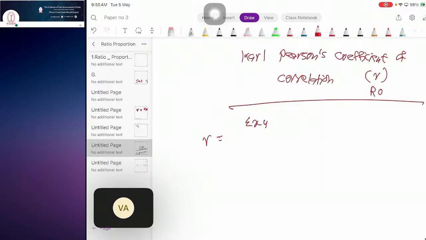In your book a different formula is written. We will write all the formulas from another book. Just 1 minute.